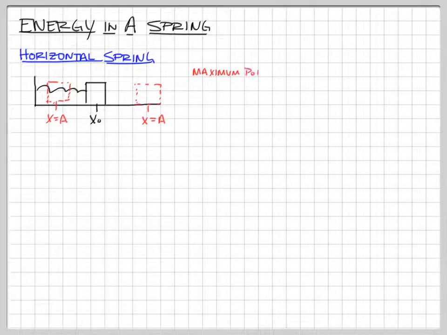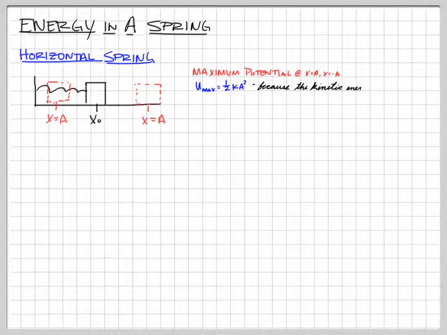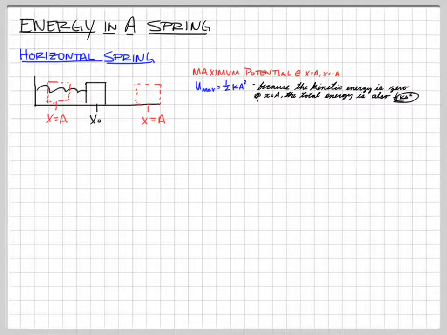So let's look at a couple other things that we have. Maximum potential energy is at x equals A and x equals negative A. Since it's a spring, the potential energy is 1/2 kx squared. So our maximum potential energy is going to be 1/2 kA squared. Now, because there's no kinetic energy at the amplitude, because we've stopped and are coming back, the total energy at x equals A is also potential energy, 1/2 kA squared. So that's my total energy for the problem, 1/2 kA squared.